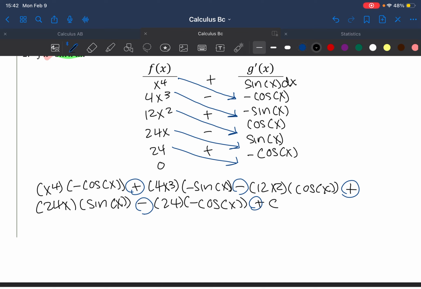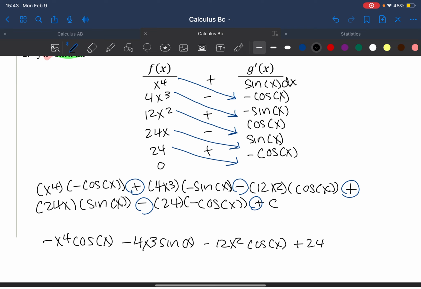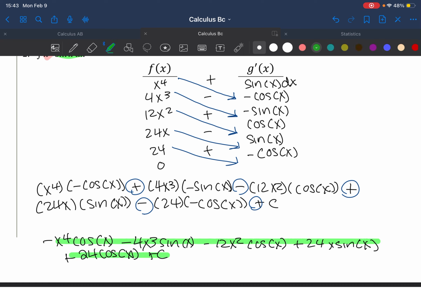And if I was to simplify this, I would get negative x to the 4th cosine of x minus 4x cubed sine of x minus 12x squared cosine of x plus 24x sine of x plus 24 cosine of x plus c. So this entire thing would be my answer using that tabular integration.